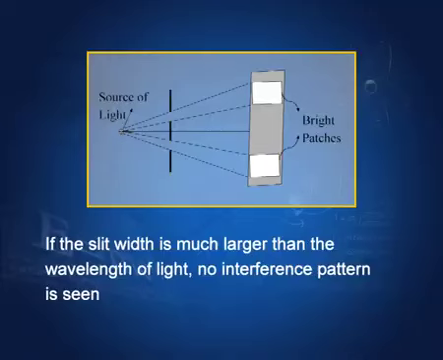I have been saying that if this slit width is much larger than the wavelength, then we simply have patches of bright light on the screen. We do not have the fringe pattern. And we have seen already the conditions for dark and bright fringes. So, let us now find the distance of say a bright fringe from the central point of the screen.